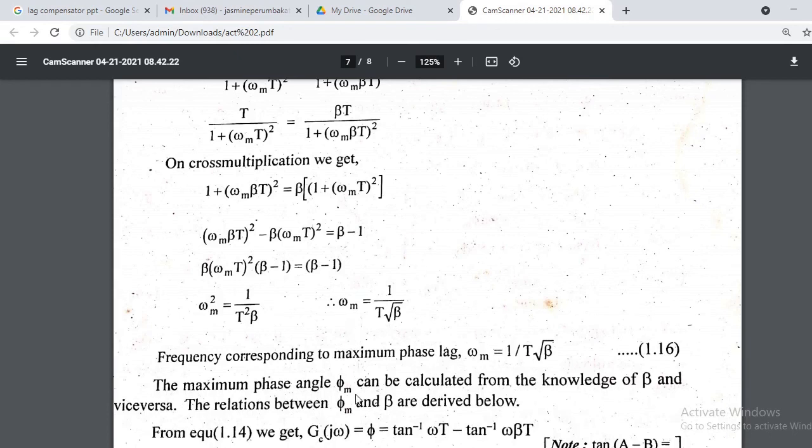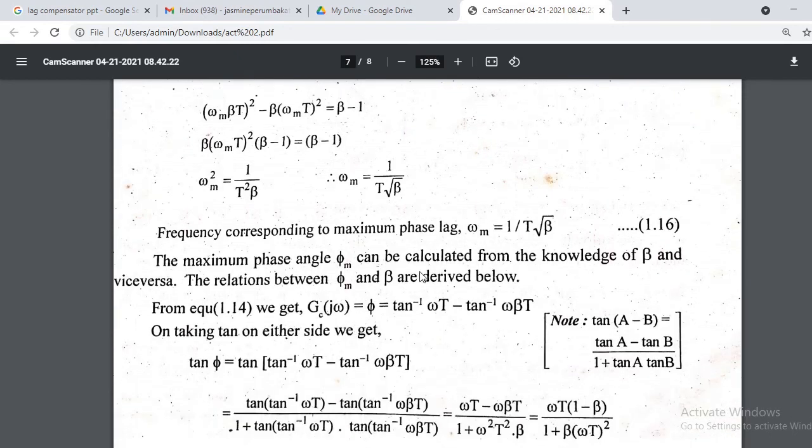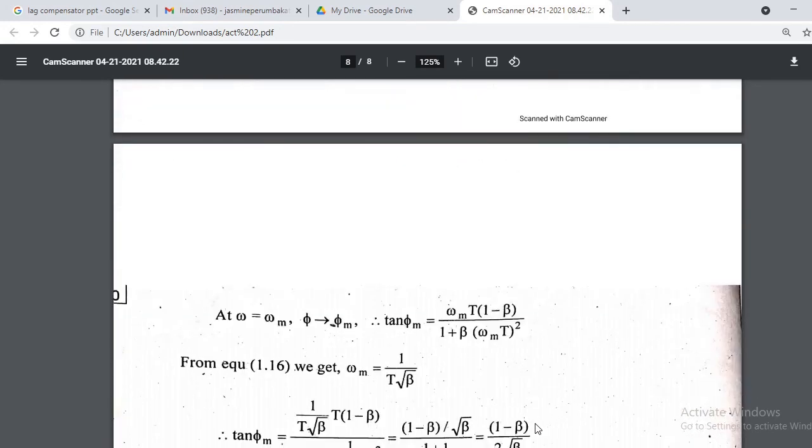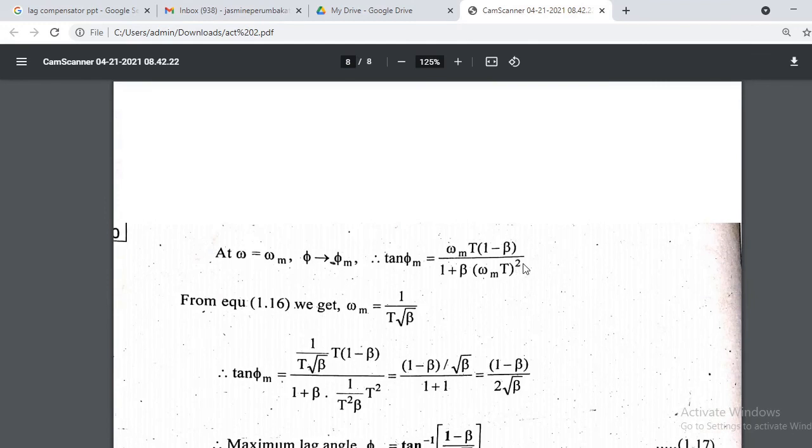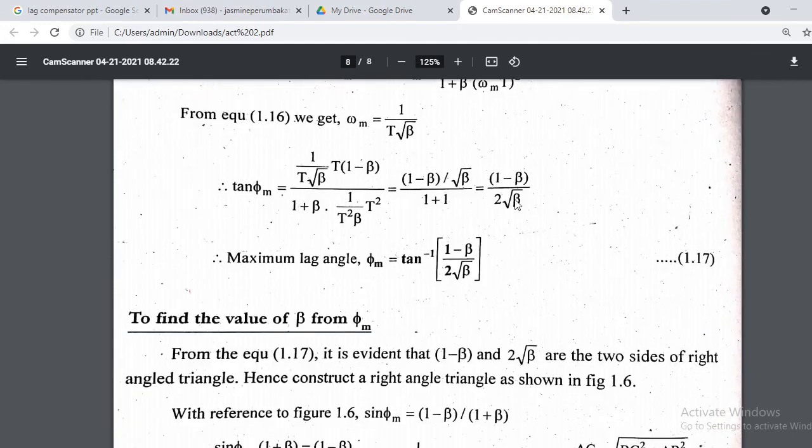Now to get phi m, we substitute this value of the frequency in the phi equation, that is phi equal to tan inverse omega t minus tan inverse omega beta t. We apply tan on both sides, then rearrange and substitute omega equal to omega m. We will get tan phi m equal to 1 minus beta by 2 root beta, or phi m equal to tan inverse of 1 minus beta by 2 root beta. This equation and omega m equal to 1 by t root beta are both very important, and the procedure is the same.